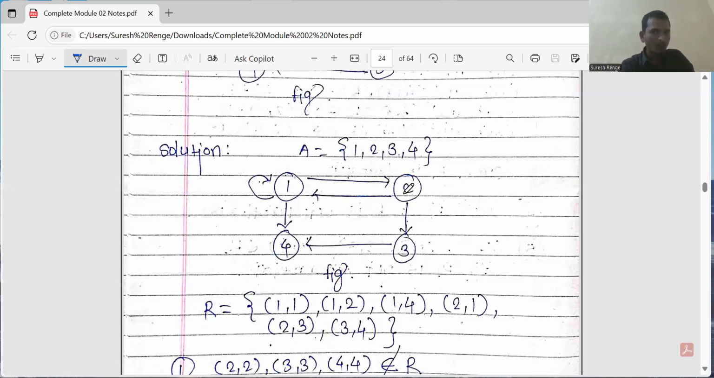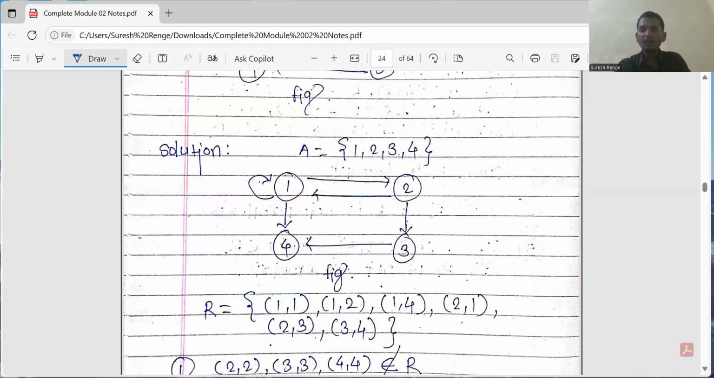Now go to 2. 2 is related to 1, therefore write 2 is related to 1. 2 is related to 3. Now go to 3 and find 3 is related to 4. When you go to 4, there is no relation starting from this 4. This is the representation of R. The diagrammatic representation we have converted into set form.